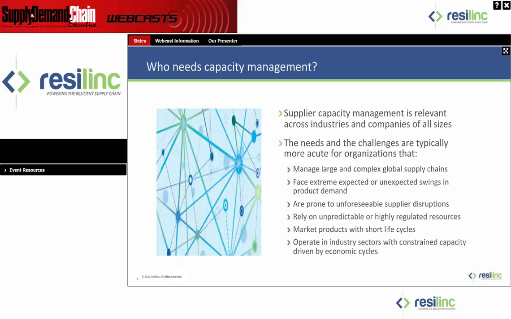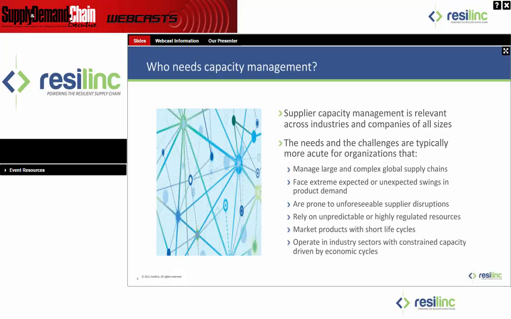Supply chains that are exposed to unpredictable disruptions such as natural disasters, geopolitical events, etc., also see a need for this kind of a solution. Companies that operate in heavily regulated industries where changing suppliers is a lengthy, expensive process also see value here. The pharmaceutical and food industries are great examples.